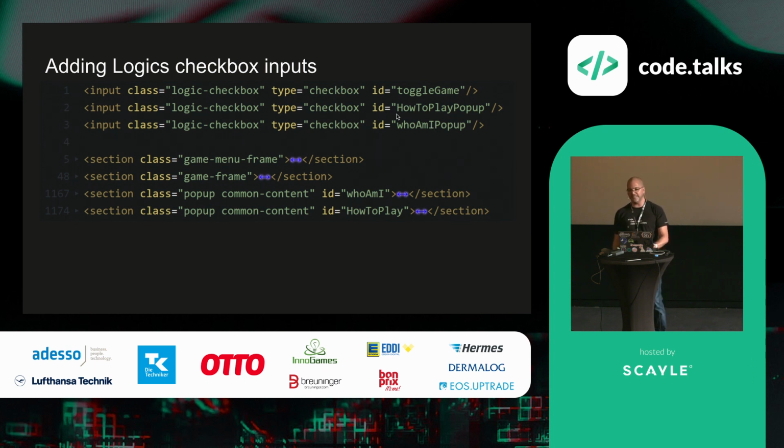The checkbox that has the ID name of How to Play pop-up, if it's unchecked, don't show me the How to Play pop-up, and if it's checked, please show me the How to Play pop-up. And in the same way, the third checkbox with the ID name of OMI pop-up, if it's unchecked, don't show me the OMI pop-up, and if it's checked, please show me the OMI pop-up.